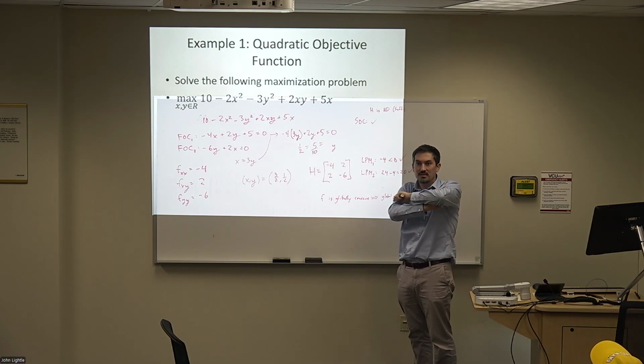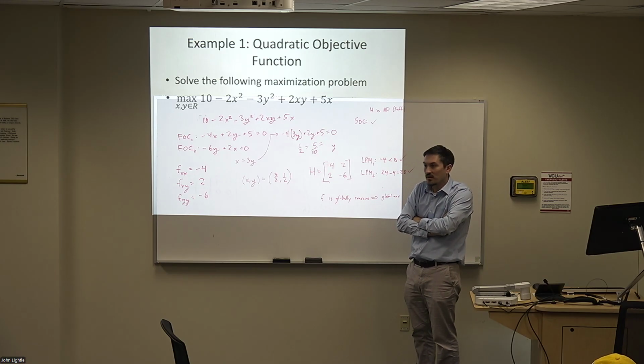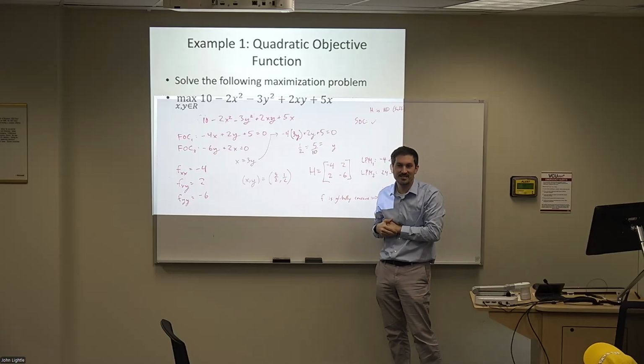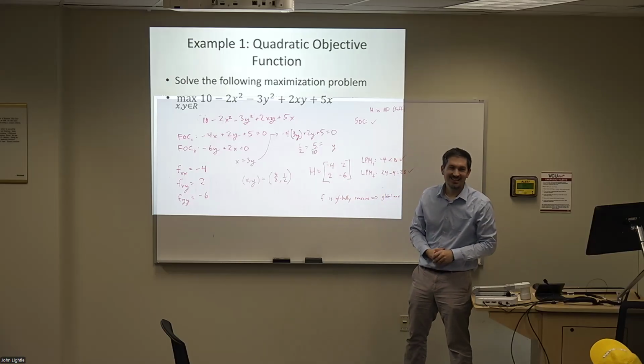Did you have a comment? Somebody did, Marshall? There's no variables in the Hessian if you say it's global. Yep. Okay. That's a simple way to do it.